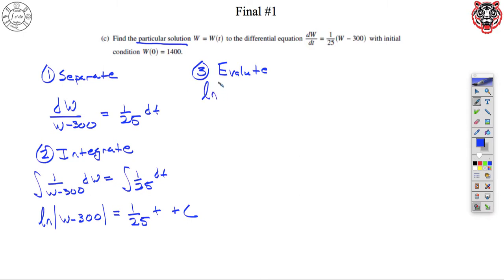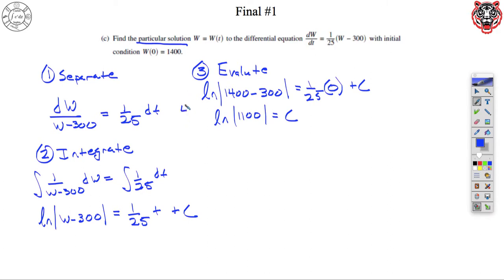So the natural log of the absolute value of 1,400 minus 300 is going to be equal to 1/25 times 0 plus c. When I do that, this is going to be the natural log of 1,100, absolute value, is equal to c. Perfect, we found what c is. Sometimes that's really hard to do. And I guess that's kind of isolating at this point. That was kind of step 4 also.